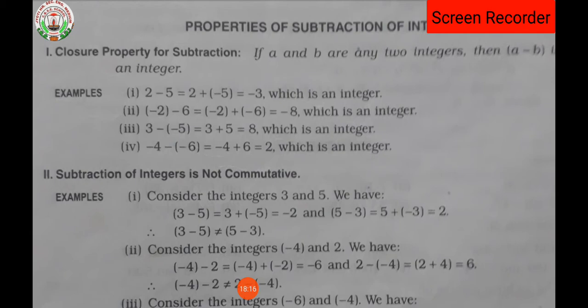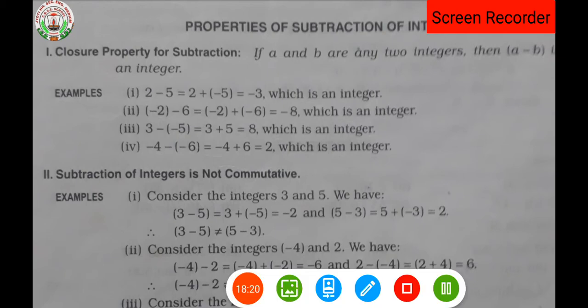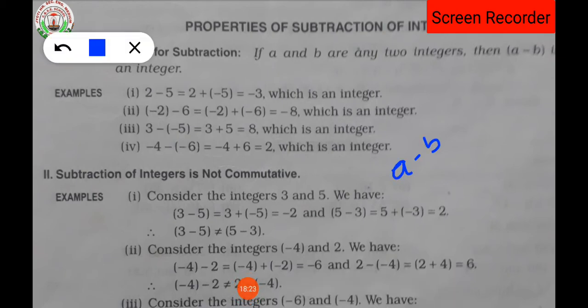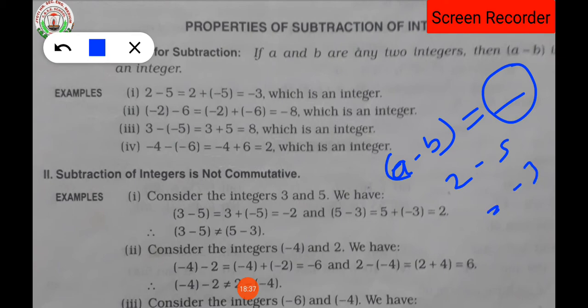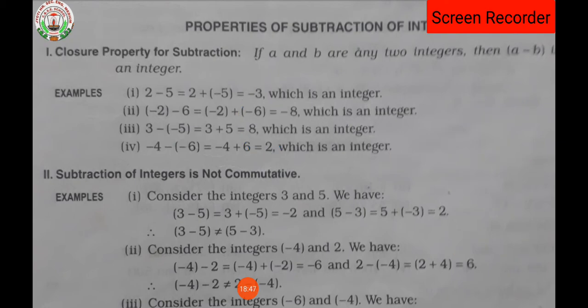If a and b are any two integers, then a minus b, whatever values we solve here, the answer will be an integer itself. Suppose we take an example: 2 minus 5, the answer is minus 3; minus 2 minus 6, the answer is minus 8, isn't it? So whatever answers we get here, the answer is always an integer. Meaning we can take any two integers, whether positive or negative, and if we subtract them, the answer will remain an integer. That is only the closure property under subtraction of integers.